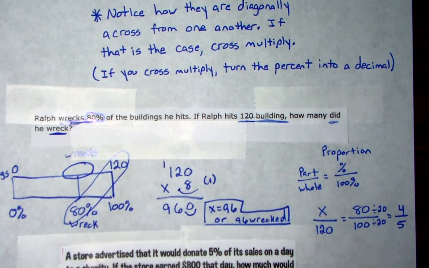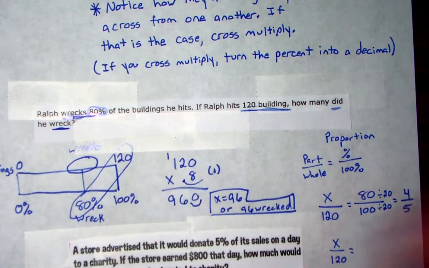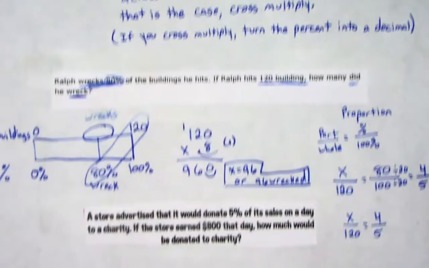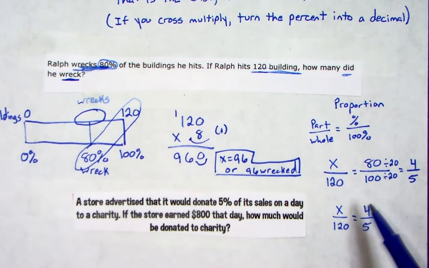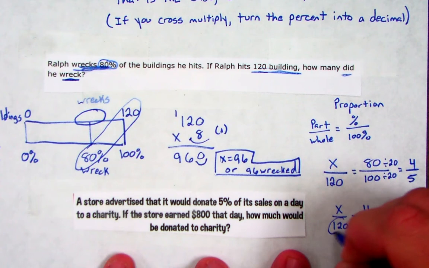So we need to find what is 4/5 of 120. Okay, so I'm going to rewrite this a little bit lower. Very good. All right, so here we go. Now we have my proportion. I simplified the 80 over 100. Now if you want to, we can cross multiply and divide, the butterfly method, like some of y'all like.